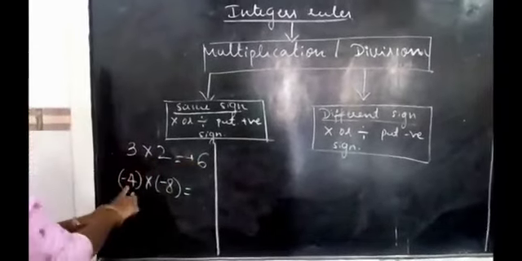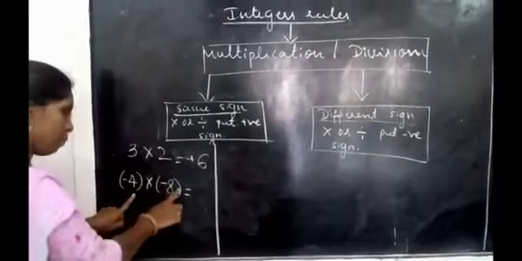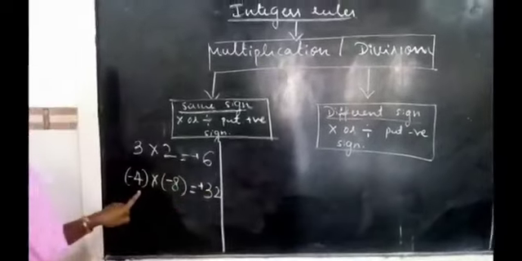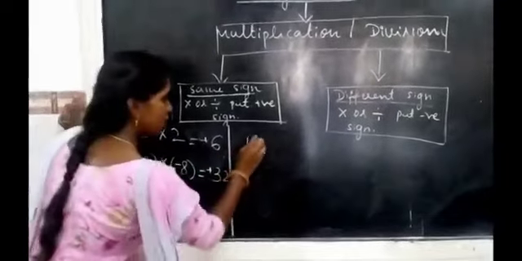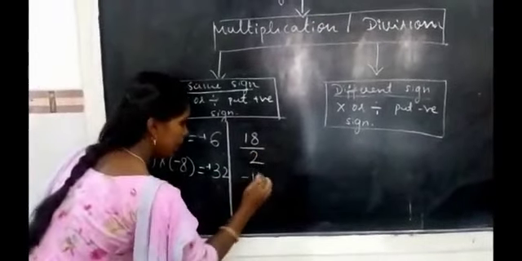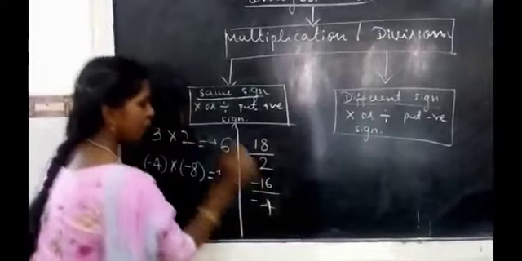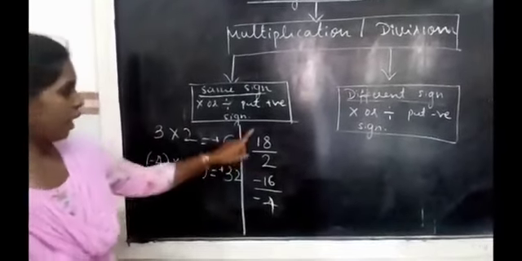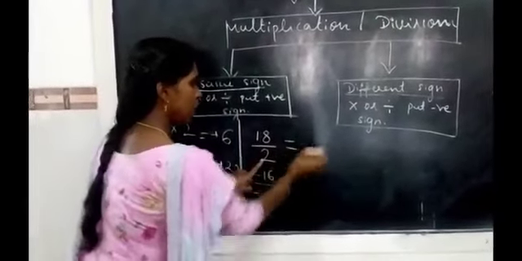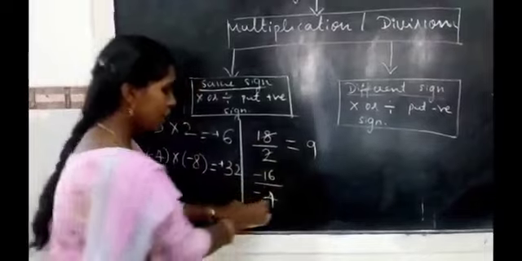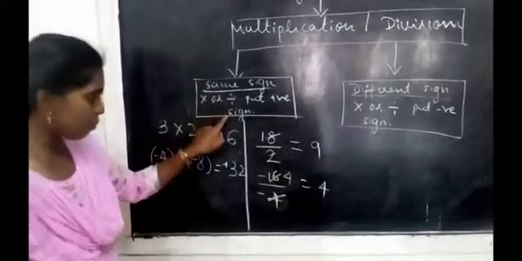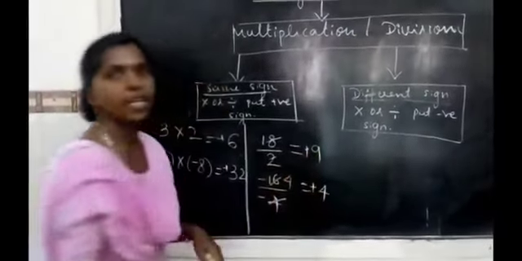Another example, 4 into 8. So multiply, 4 8s are 32, and put the sign as plus. Okay, and next, 18 by 2 and minus 16 by minus 4. Here 18 by 2, divide the numbers. 2 9s are 18, and here 4 4s are 16. But the thing is, if it is the same sign, put the positive sign in the quotient.